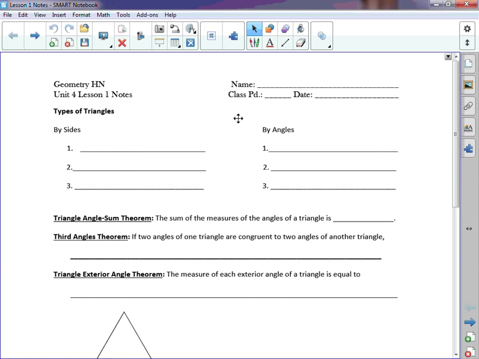Alright, so first of all, we're going to take, again, a look at our different types of triangles based upon sides and based upon angles. So we're kind of doing some vocab with this. This is vocab that you're familiar with from your elementary days, but we're going to go ahead and define it properly. Alright. So we have three different types of triangles based upon our sides.